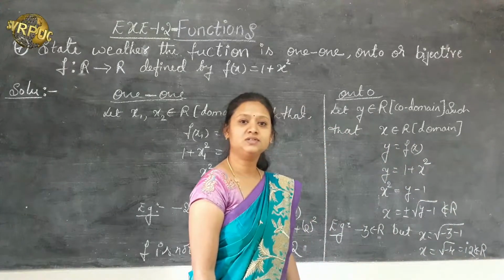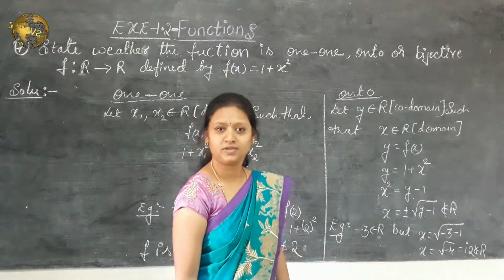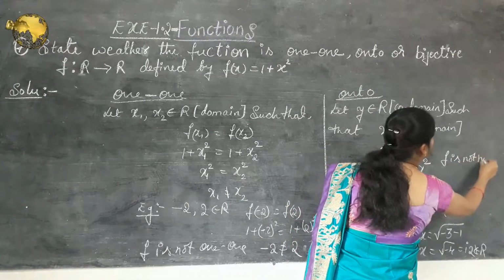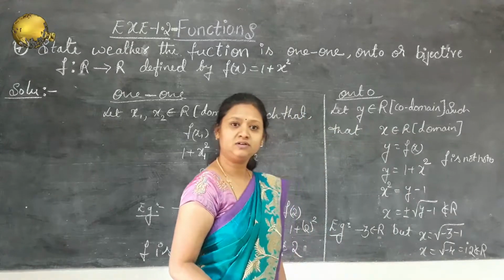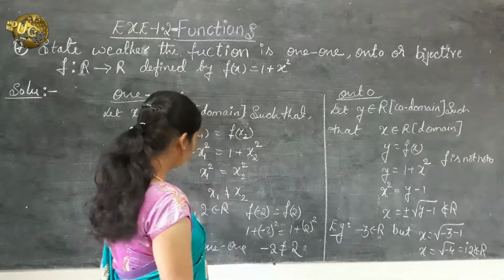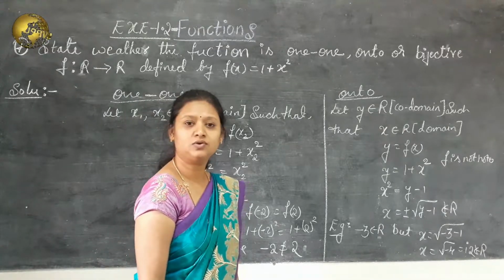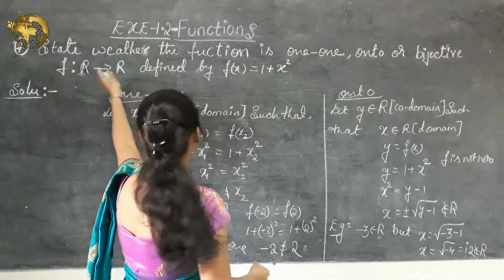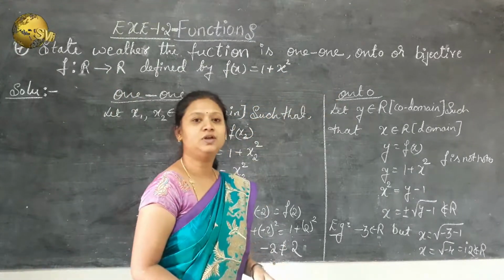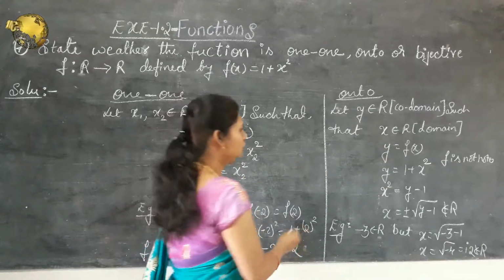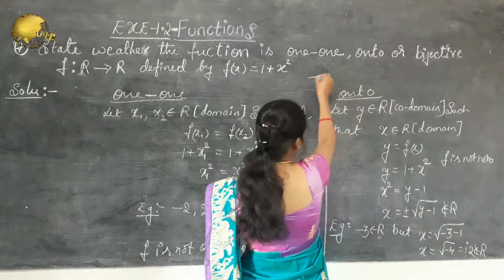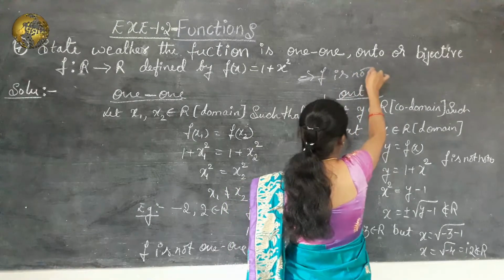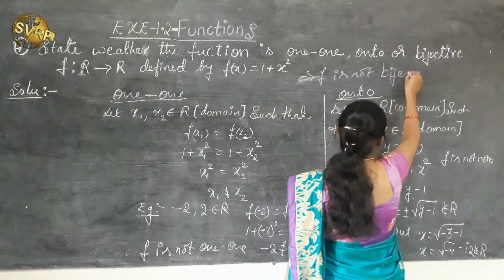So what is the conclusion of this? f is not onto. f is not one-one, and it is not onto also. Then what can I conclude? Obviously f is not a bijective function. So according to the question, is it one-one, onto or bijective? Neither it satisfies, right? So I get the conclusion here: f is not a bijective function.